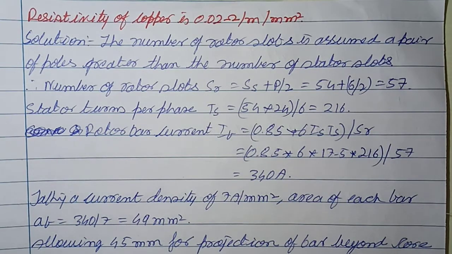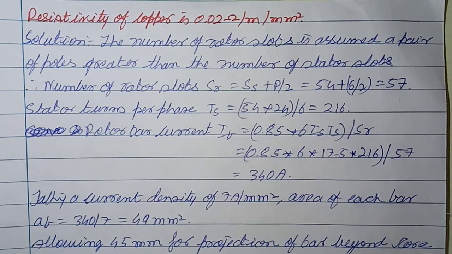So stator turns per phase, 54 into 24 by 6. That is the given data: slots is 54 and stator conductors per slot is 24, divided by 6, so we are getting 216. So rotor bar current IB will be equal to 0.85 into 6 ISTS by SR.